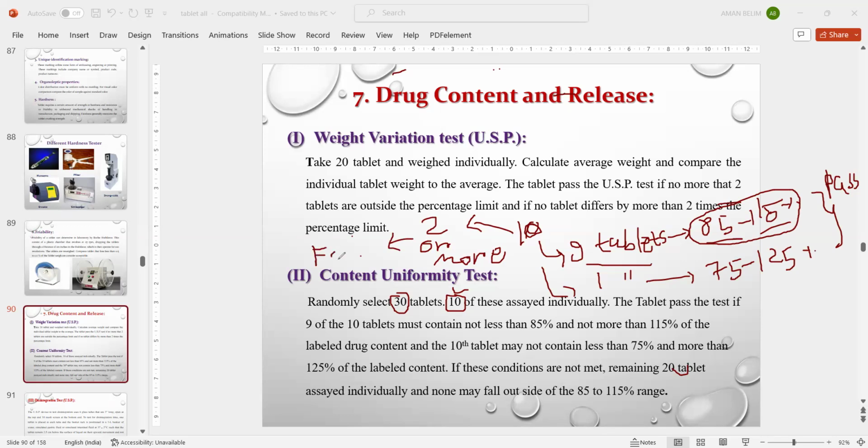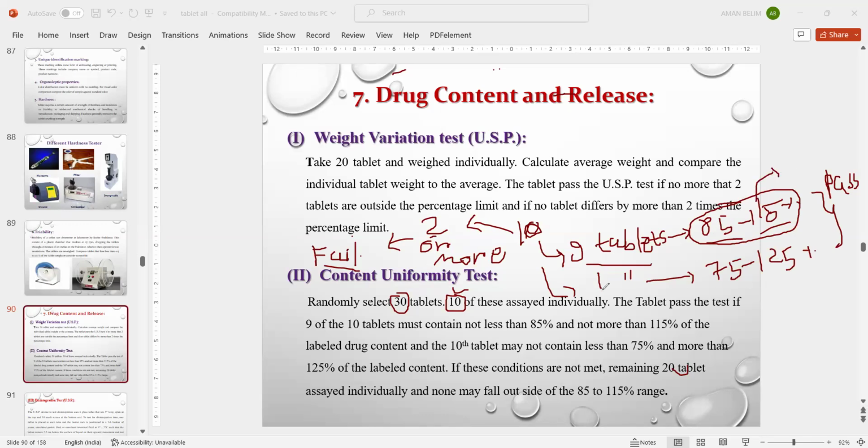Then the particular batch will fail the content uniformity test, if it contains two or more tablets outside the range of 85 to 115%.